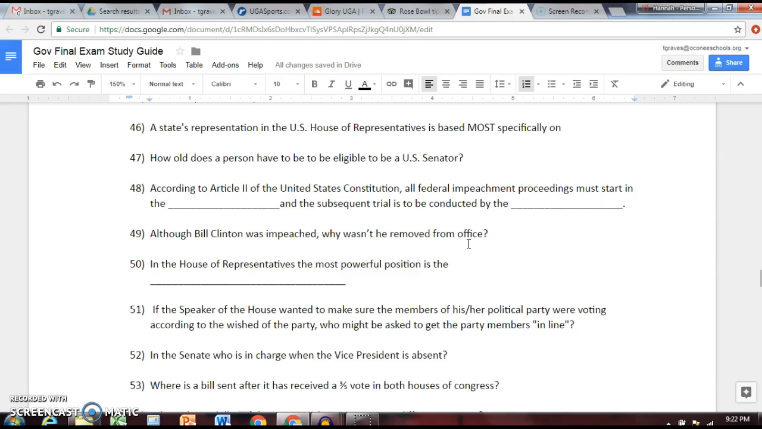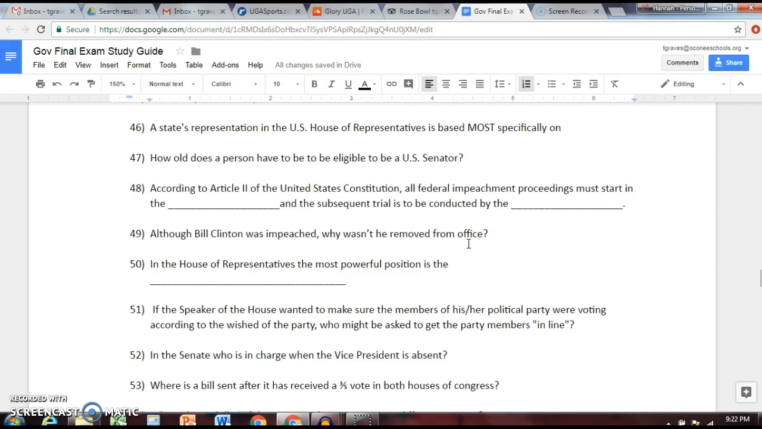If he wanted to make sure that all the Republicans in the House are voting with the Republican ticket, he would ask the whip, the majority whip, to keep the party members in line. And what that basically means is to make sure all the Republicans are voting for what the Republican Party wants them to vote for, and they're not voting across the aisle with the Democrats.